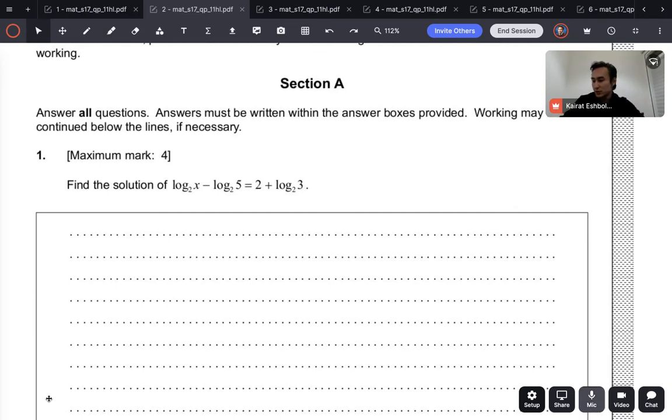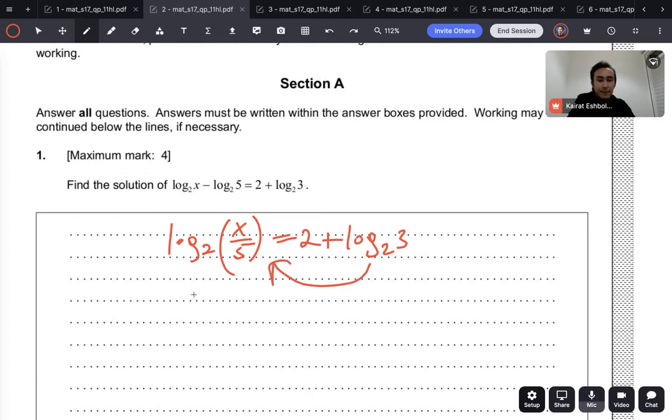Okay, logarithm questions. Log 2x minus log 2(5) is equal to 2 plus log 2(3). Okay, using the rules of logarithms, the left hand side here will be log base 2 of x over 5 is equal to 2 plus log base 2 of 3. So next step, we're going to take this log 2(3) and move it to the left hand side. That means log base 2 of x over 5 minus log base 2 of 3 is equal to 2 on the right hand side.